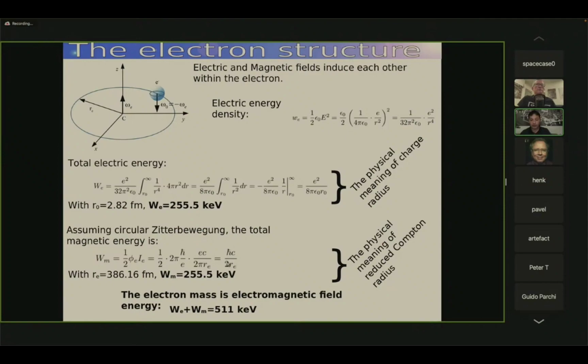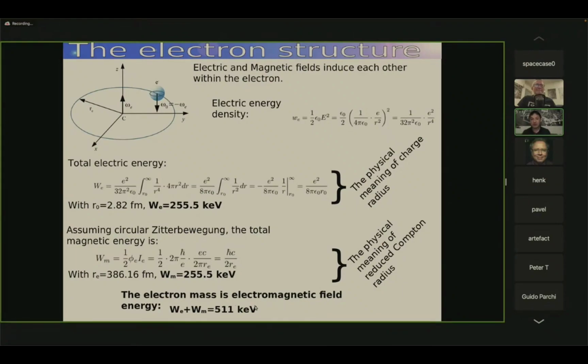So now into this formula, again a quite straightforward calculation, we put in this reduced Compton radius that was measured by Thomson scattering. And again, amazing, the magnetic energy is exactly half of the electron mass. So now we get the physical meaning of the reduced Compton radius. It's the radius of the electron Zitterbewegung. Okay, we put together the electric and magnetic energy, and together they give the total mass of the electron.